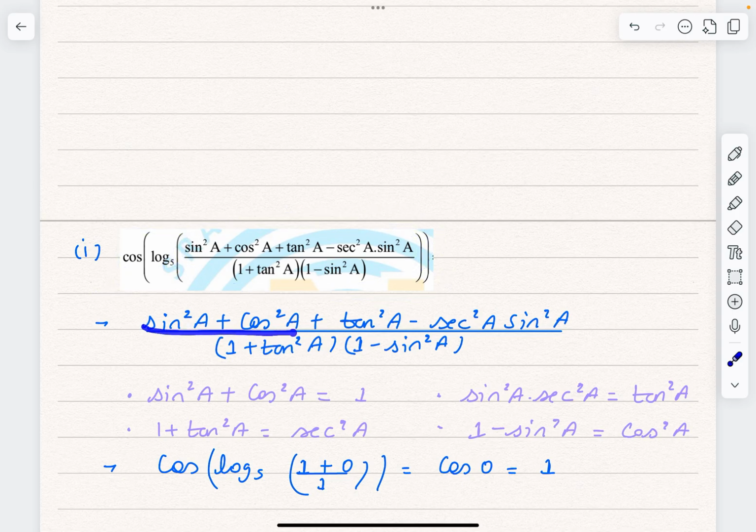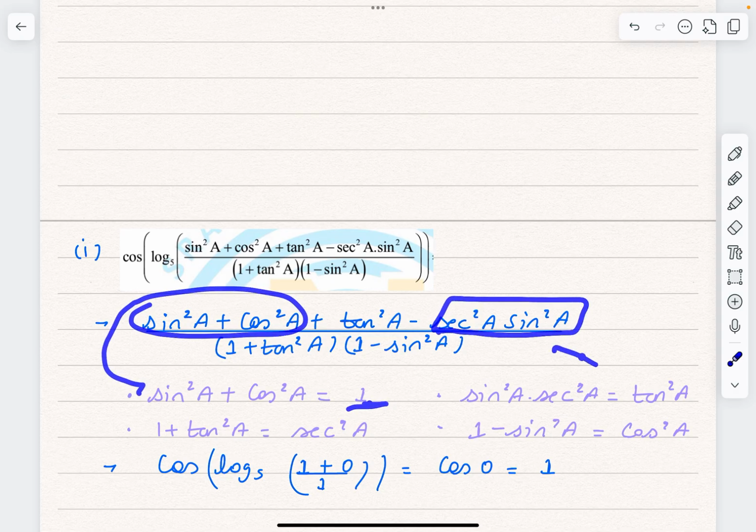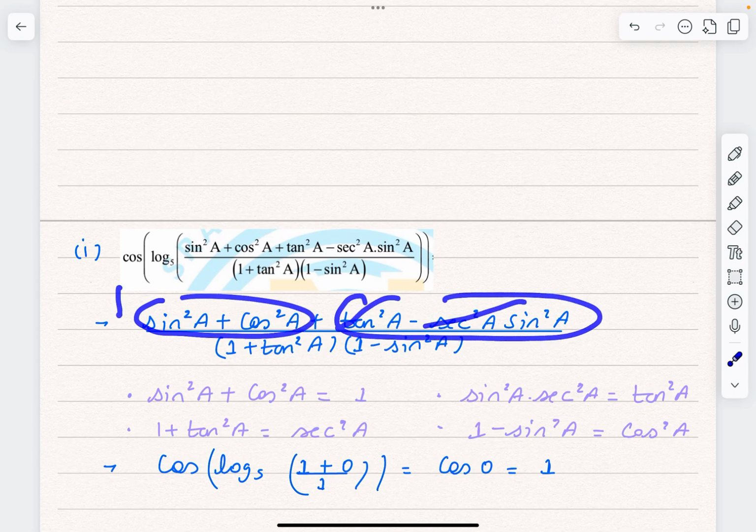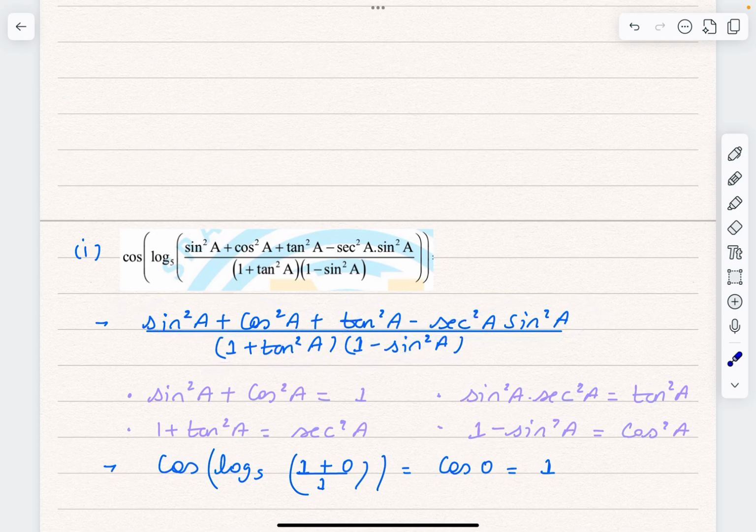So we have sine square A plus cos square A plus tan square A minus secant square A sin square A by 1 plus tan square A, 1 minus sin square A. So step by step, sine square A plus cos square A will just be 1. Secant square A into sin square A will be nothing but tan square A, because secant will be 1 over cos. 1 plus tan square A is secant square A and 1 minus sin square A will be cos square A. So this will be 1, this gets cancelled out, so 0. And this will be secant square A, cos square A get cancelled out, get 1. So we get cos log 5, 1 plus 0 by 1, and log of 1 will be 0, so cos 0 will be 1.